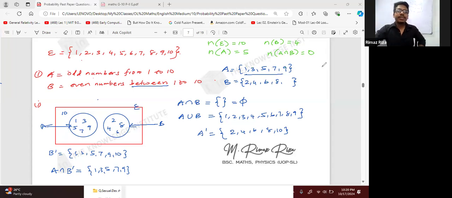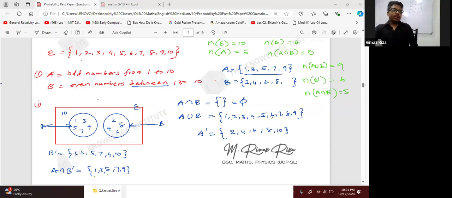Okay, fine. So N of A intersection B is 0. Now N of A union B: the number of elements in the set A union B. 1, 2, 3, 4, 5, 6, 7, 8, 9. So 9. Easy. Okay, NB dash: 1, 2, 3, 4, 5, 6. So 6. And N of A intersection B dash. What is the answer? Count. 1, 2, 3, 4, 5, 6, 7. Is it 7? N of A intersection B dash is 10.